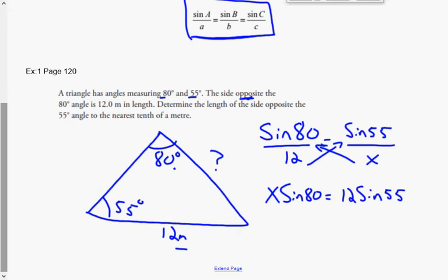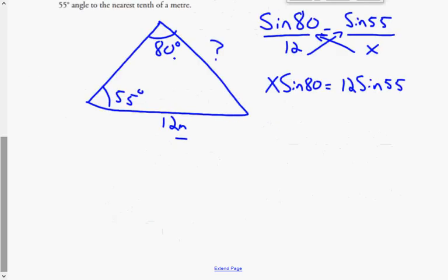Now remember, I'm trying to solve for x here. So algebraically speaking, if I have x times sine 80, how would I bring the sine 80 over to the other side? What's the opposite of multiplication? Divided by sine. Right, I divide by sine 80. So I'm going to get x equals, these will cancel.